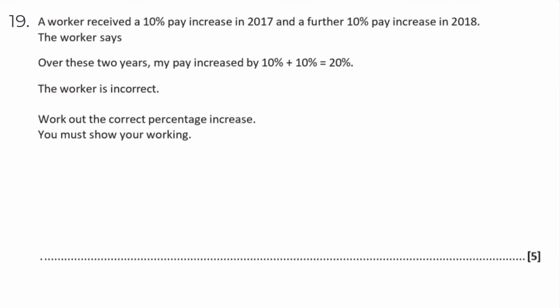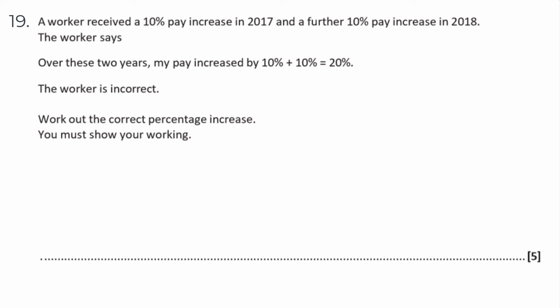A worker received a 10% pay increase in 2017 and a further 10% pay increase in 2018. The worker says, over these 2 years, my pay increased by 10% plus 10%, that's 20%. Is the worker correct? Work out the correct percentage increase, you must show your working.